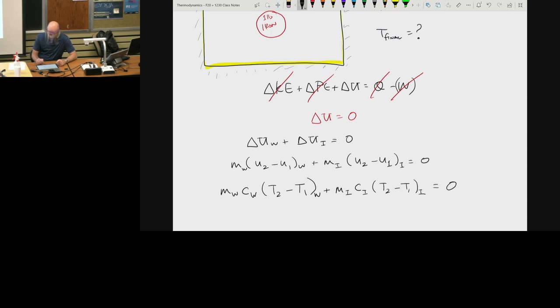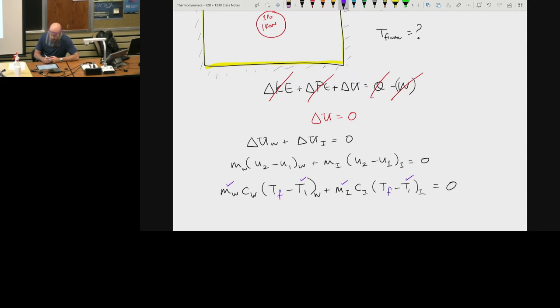This equals 0. Now, what do we know in the problem statement? We know the mass of the water, and we know the mass of the iron. And we know the T1 of both the iron and the water, and they're different temperatures in this case. And we know they're going to come to a common equilibrium temperature, this T2, which I could just rewrite as T final. That's the same temperature.